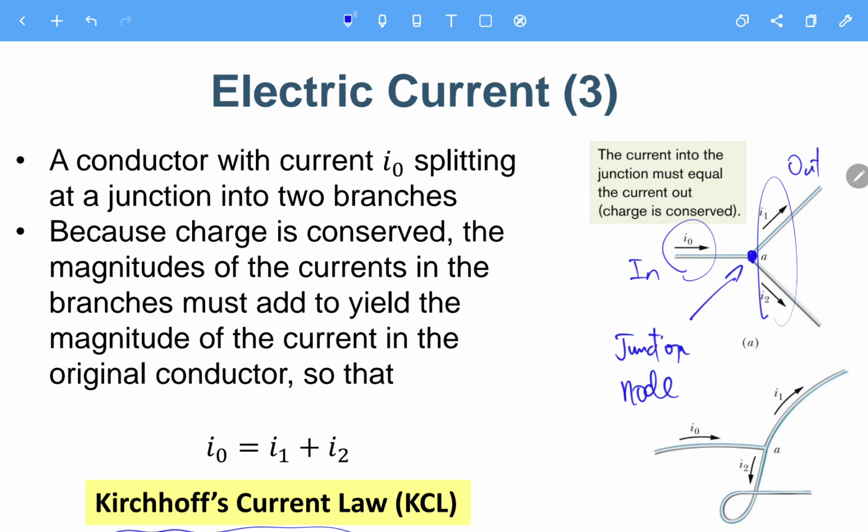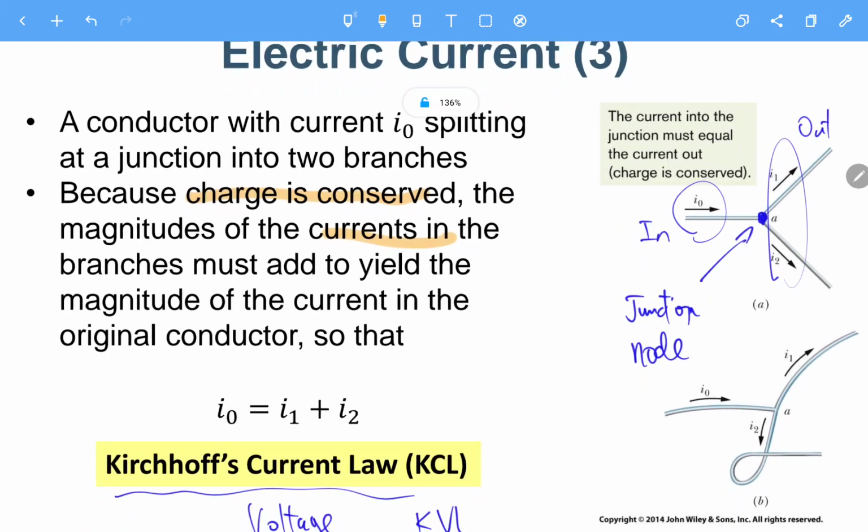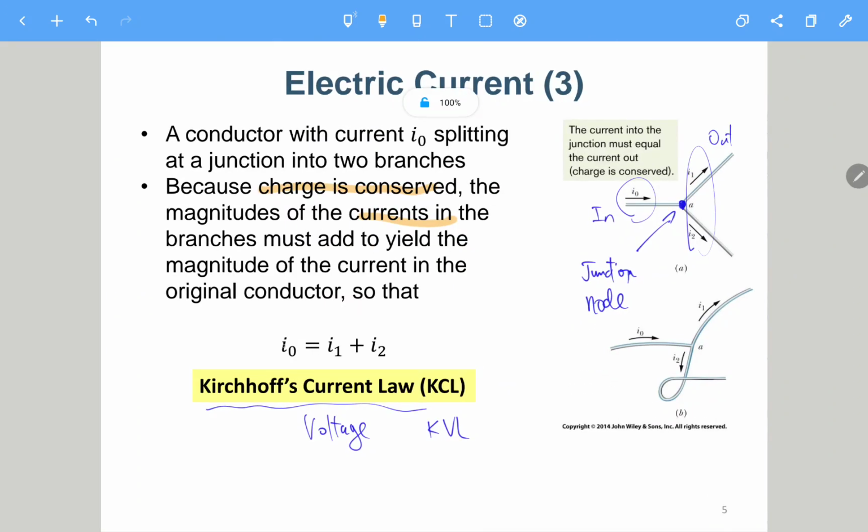Okay, so let's see. It says because of conservation of charge, the magnitudes of the currents in the branches must add to yield the magnitude of current in the original conductor. Okay, which means that the total current going in equals the sum of the total current going out.